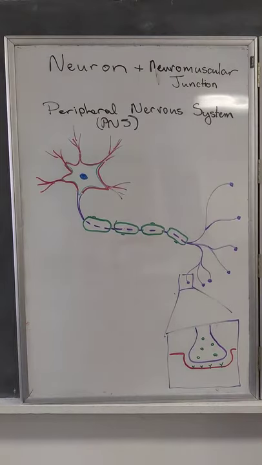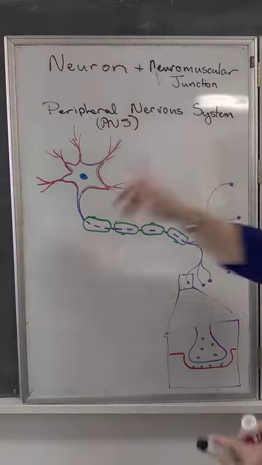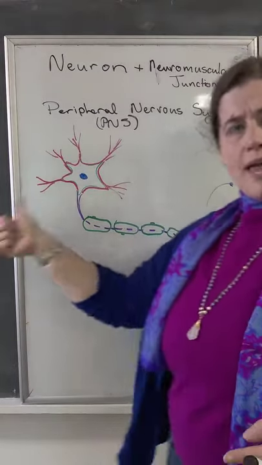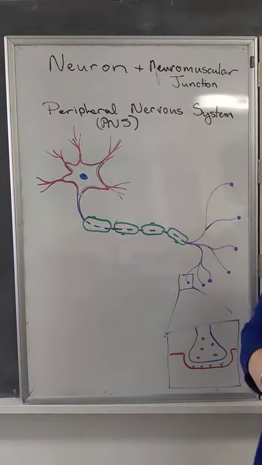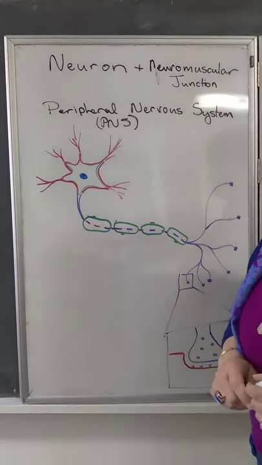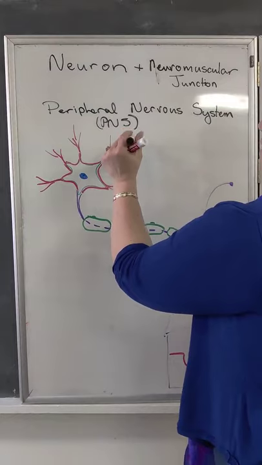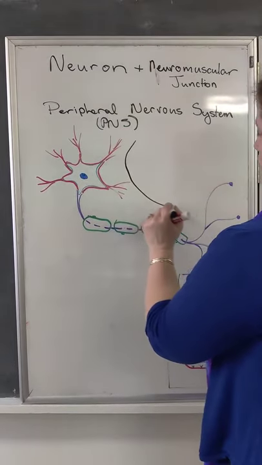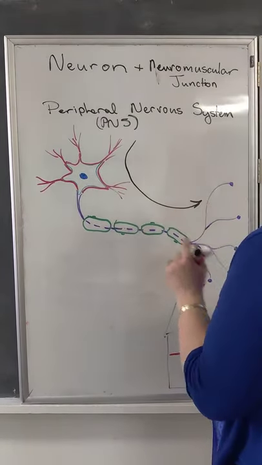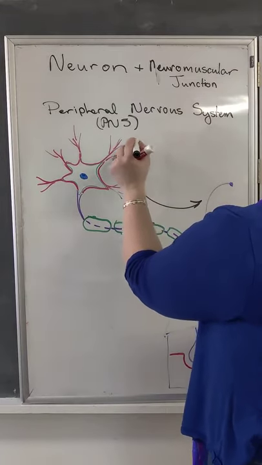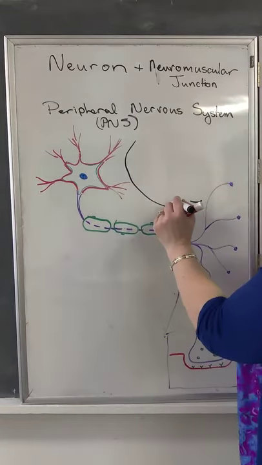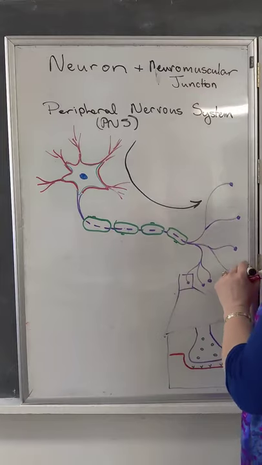Label. We label. Now, one of the things that's not on your diagram, but I want to put in is, I asked myself, what's the difference between a dendron and an axon? And I found out the answer. The answer is how the information moves. So, I want you to make an arrow like this, okay? So the information comes down the dendrites and out through the axons.